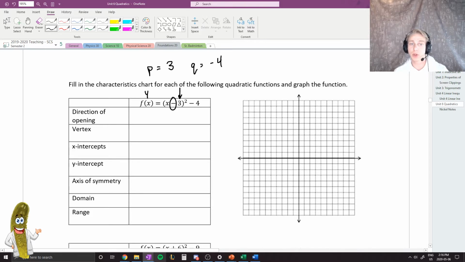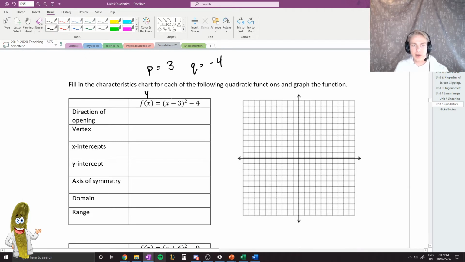If it was x plus 3, then this would be a negative 3 value. But because it is x minus 3, we know that our p value is 3 and our q is negative 4. So looking at this direction of opening, we said that that was determined by whatever's in front of the x squared here. If x squared was negative, then it would be opening in the downward direction. If x squared was positive, it would be opening in the upwards direction.